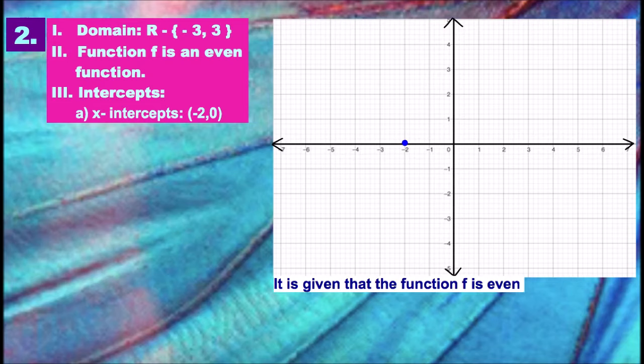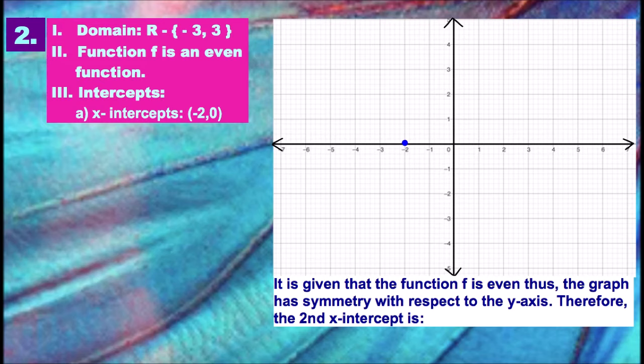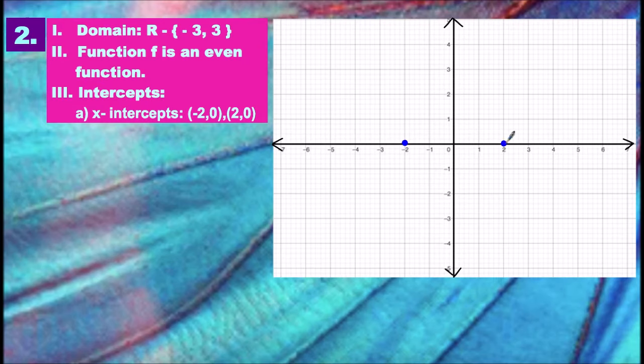It is given that the function f is even. Thus, the graph has symmetry with respect to the y-axis. Therefore, the second intercept is point of coordinates (2, 0). As you see, we have symmetry with respect to the y-axis. Y-intercept, point of coordinates (0, 1), drawn in blue right here.